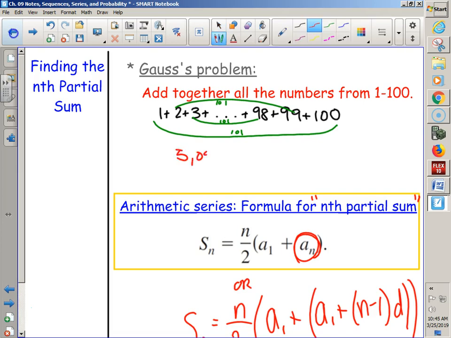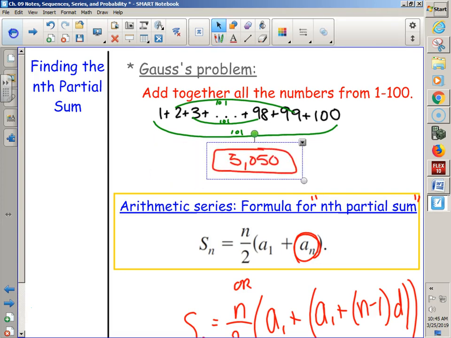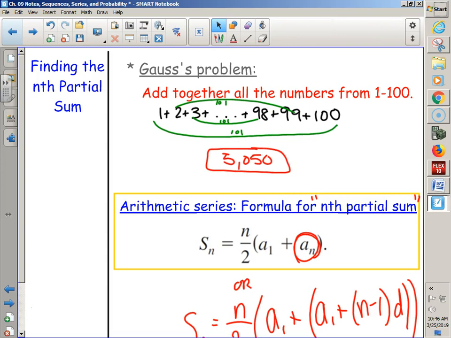Granted, he was a smart one, so he did that one pretty quick too. But 5,050, and he was done. Her plan kind of backfired. Hopefully he wasn't the ringleader. But anyway, 5,050 and he was done.